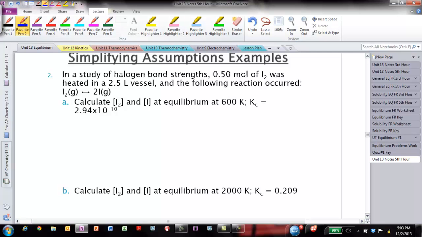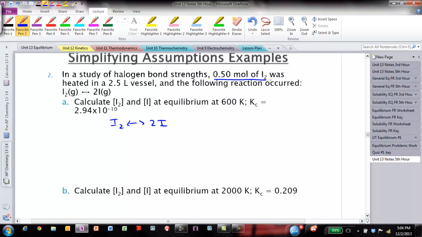So I'm going to work one of the problems with a simplifying assumption. So here we have iodine breaking apart into just 2 iodine atoms. And so it gives us the reaction and asks to calculate iodine concentration and the iodine atom at equilibrium at 600 Kelvin, it gives us the K. And so I'm going to go ahead and set up my ice diagram.